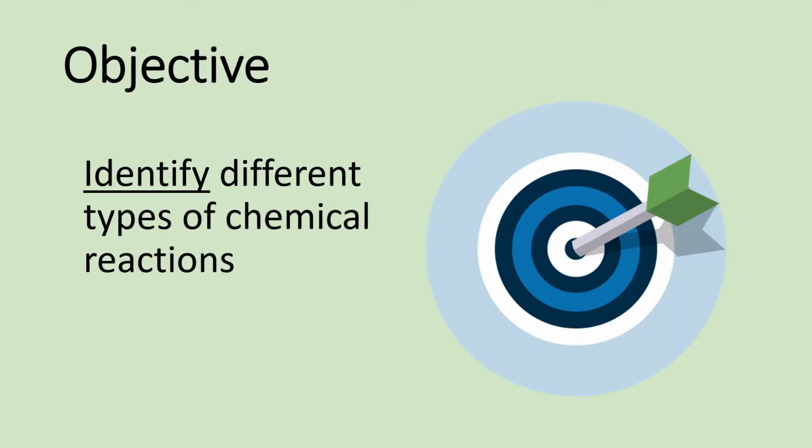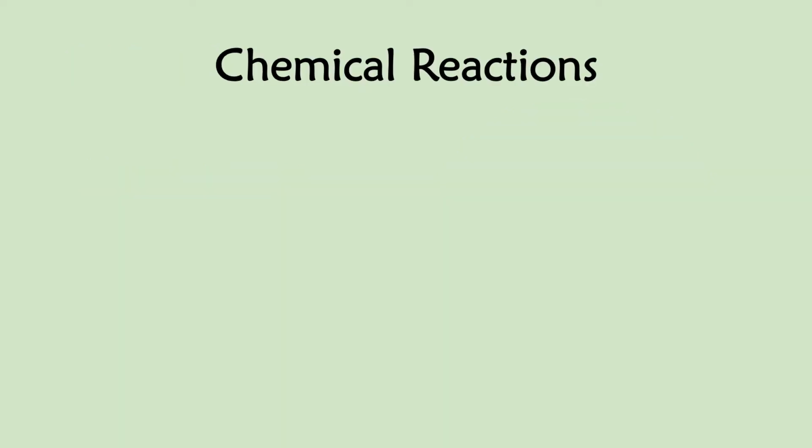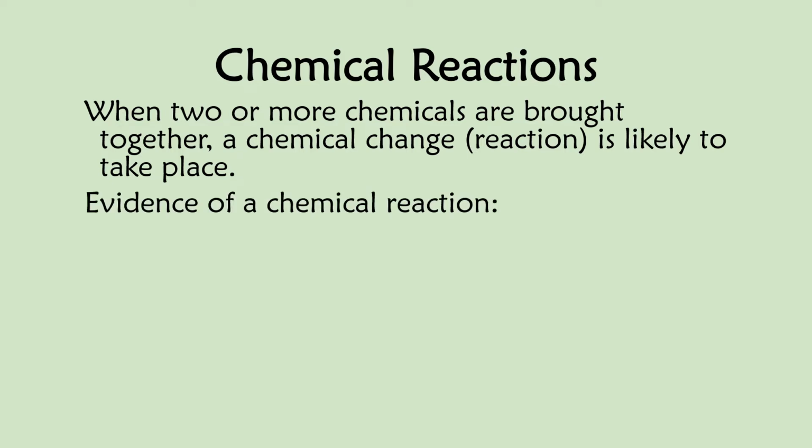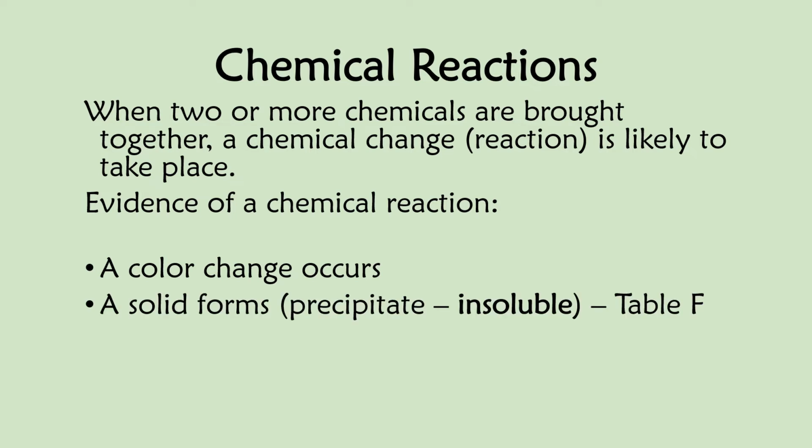Today we'll start this unit with the first topic, where we will be looking at the different types of chemical reactions. Now, whenever we have two or more chemicals that come in contact with each other, there's some sort of chemical change or chemical reaction that takes place. And some of the evidences that we can have to know that a chemical reaction has occurred include a color change. We can also see some sort of solid, or we call that precipitate.